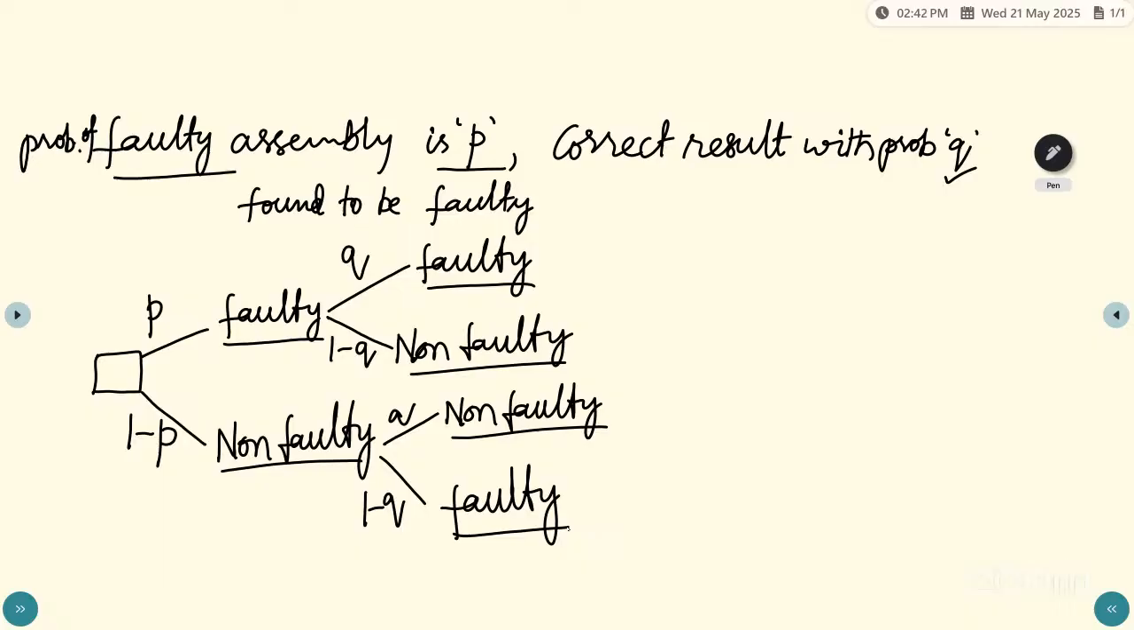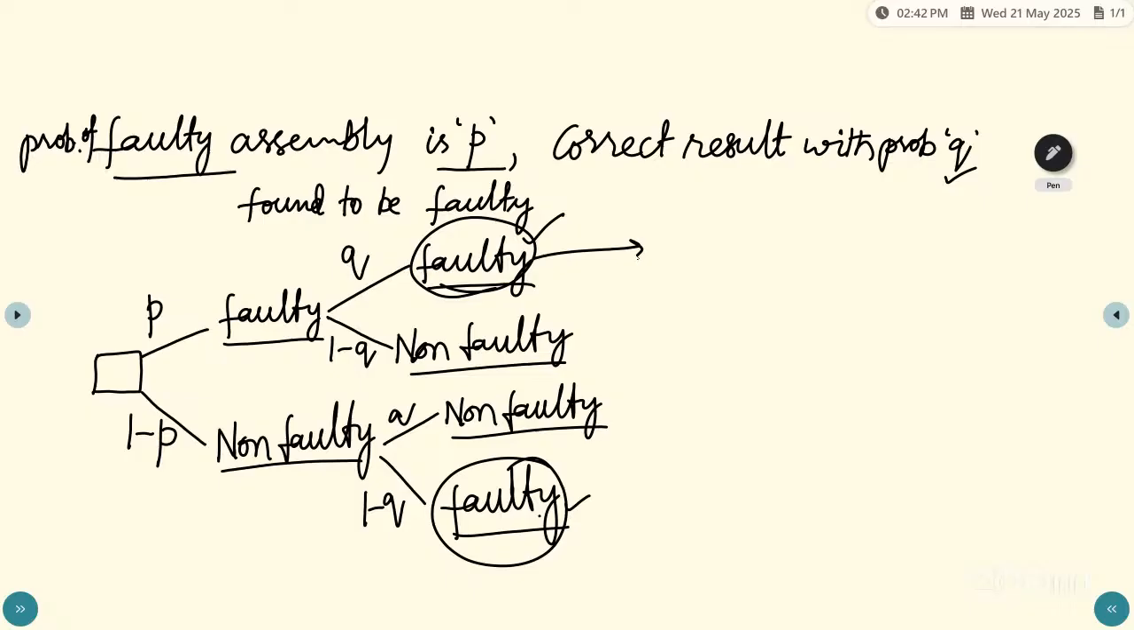After the completion of testing, what do you have to do? You need to get either this or this. In this process, after completing the process, a computer is found randomly. What is the probability that it is faulty? You need to get either this faulty or this faulty. How are you getting this one? Tell me now quickly. What is the probability of getting this one?